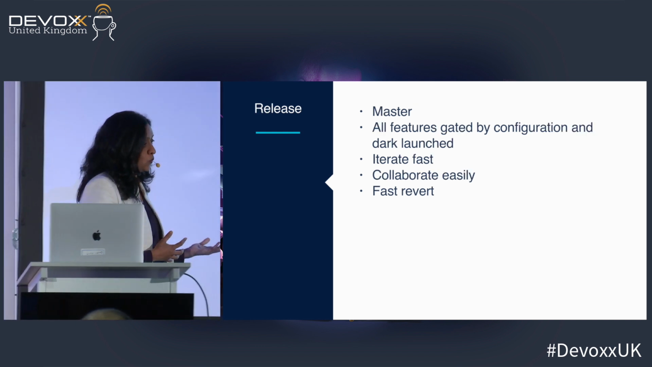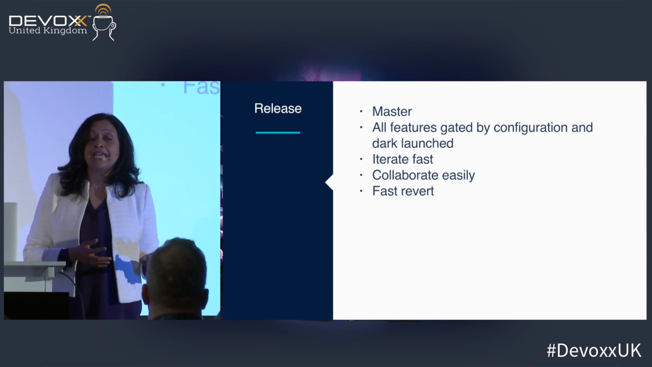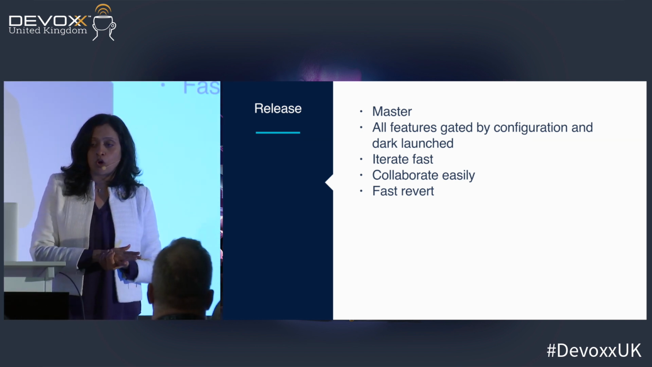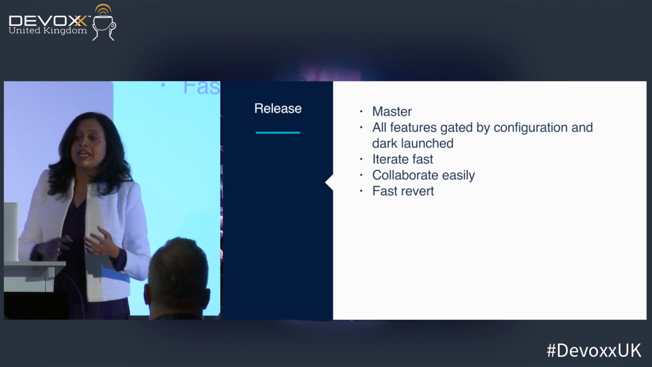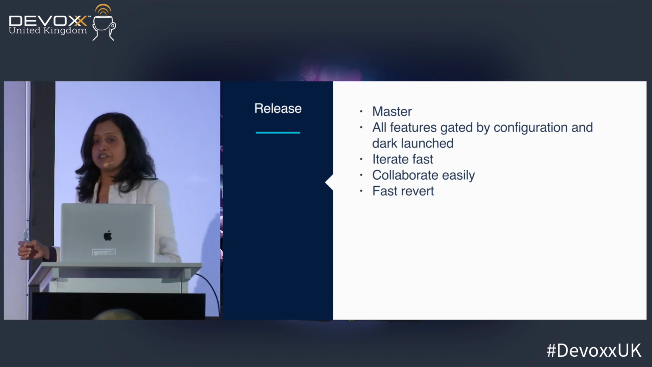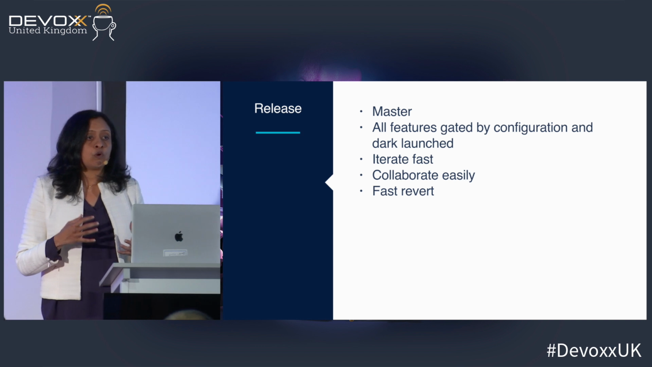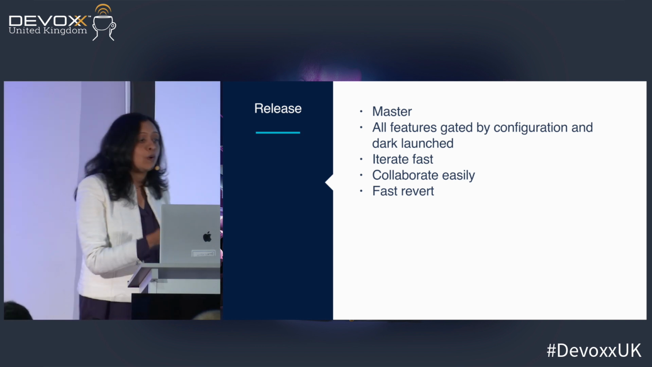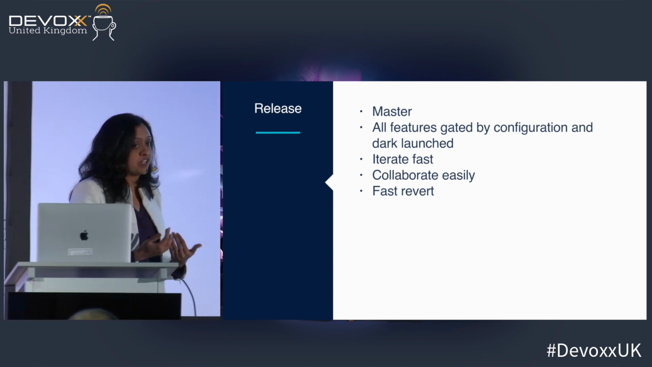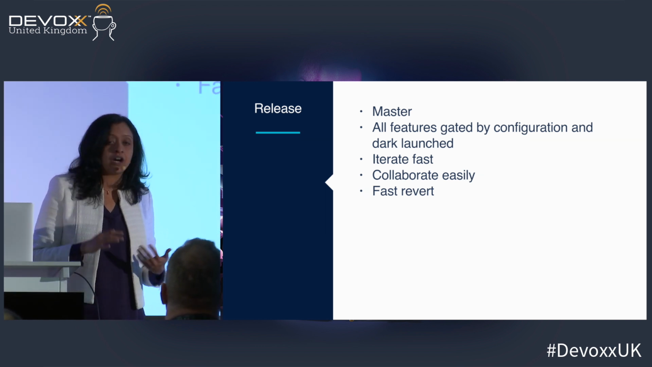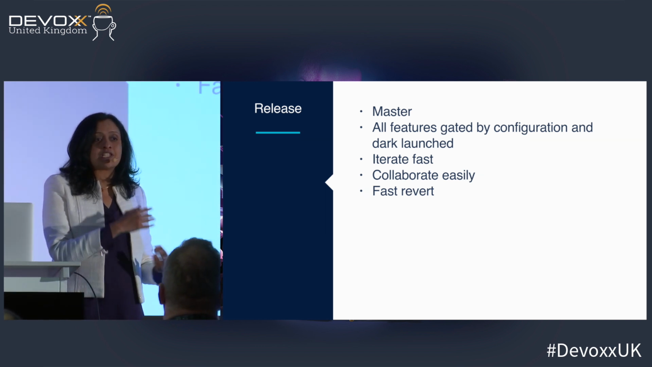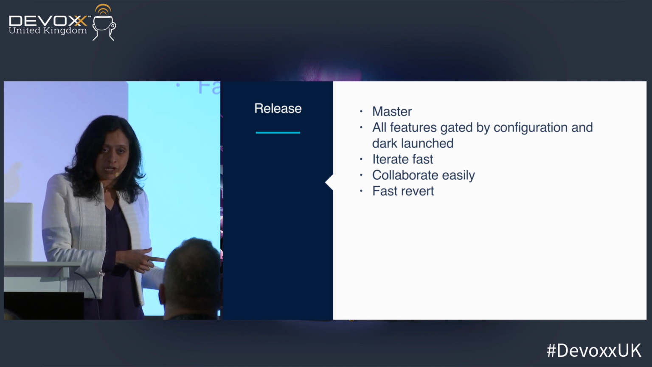The process which we follow currently is everything is released off master. Any feature is gated by a configuration and dark launched. So the way that works is, say, UI or on the backend, we are building new features. You would never roll it out 100% to all the tenants. We start off with, say, a 5% rollout.